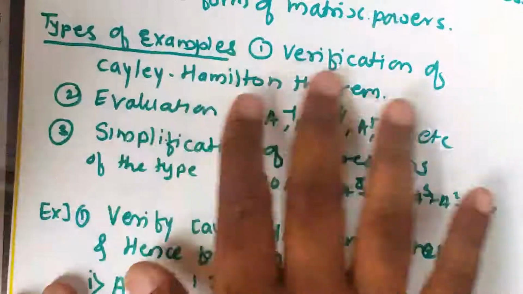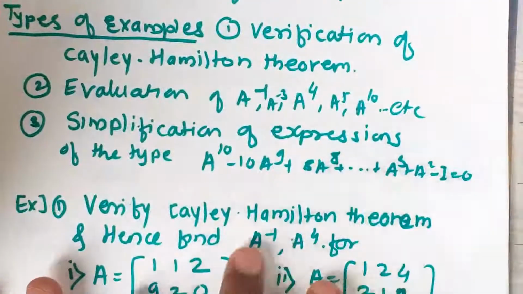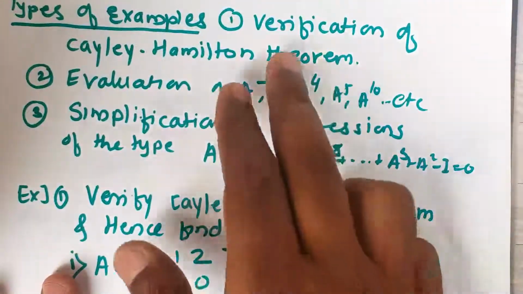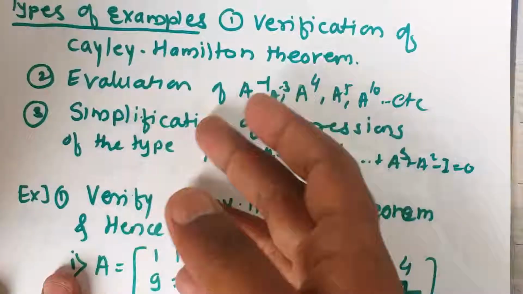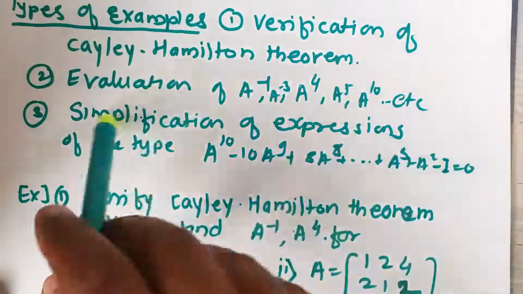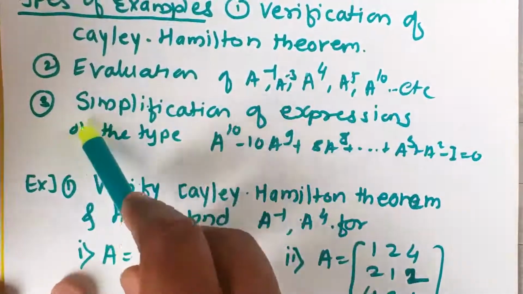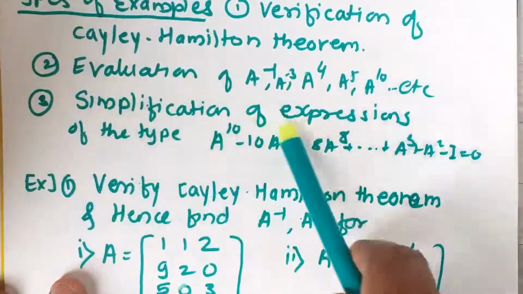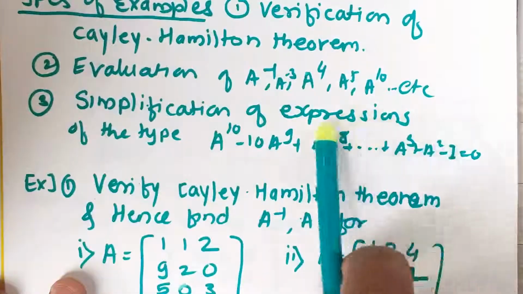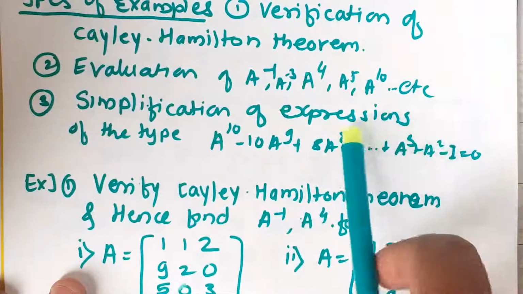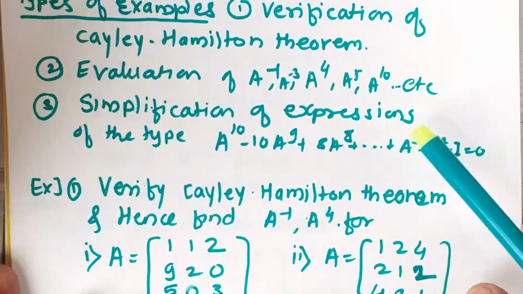On the verification type problem we have discussed, only this type of problem you will be asked in the verification. Now in the coming lecture we are going to do the examples on simplification of expressions. How to calculate A inverse and A raised to 4, that we have discussed. Now only one type of problem remains: simplification of expressions of the type. Whenever such an expression is there in the example, how to calculate its value, that we are going to see in the coming lecture.